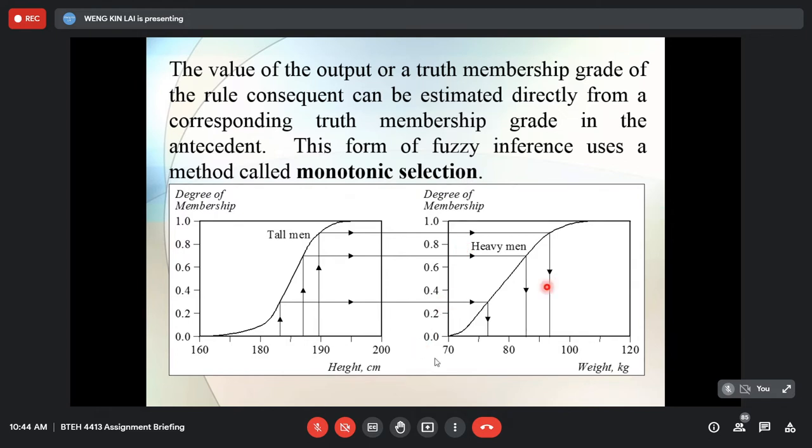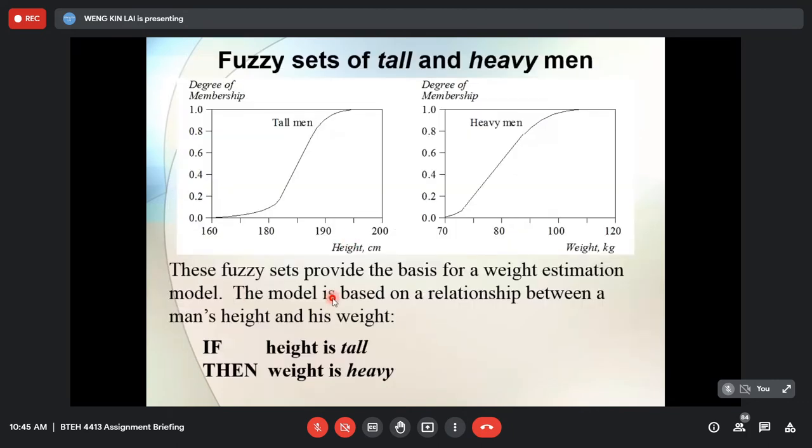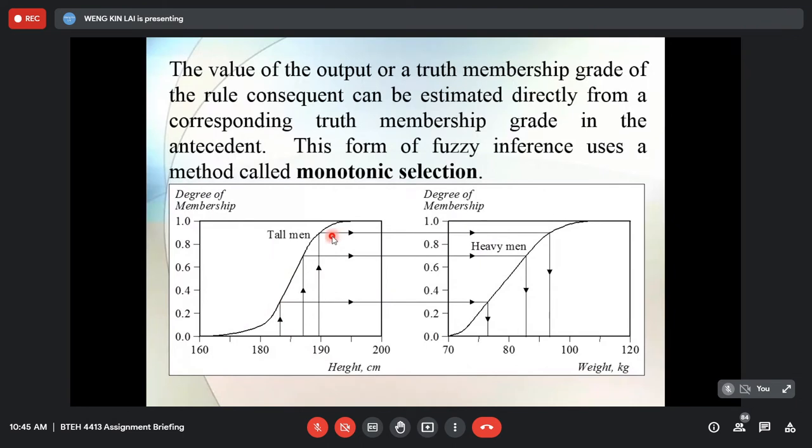Now let's look at this here. This part here is actually not given. I want to estimate, based on my height, what's my weight. So let's take one example here, which is close to 190 cm. If my height is 190 cm for the tall man, membership is 0.9. It will reflect back and give the same membership value, the same degree of membership, which is 0.9 over here. Now, if you plot the line and extend it over here, my estimated weight will be around 95 kilograms, with a membership of 0.9. So in a way, that is the estimation of my weight, 95 kilograms, and the same for estimating my height for a heavy man.